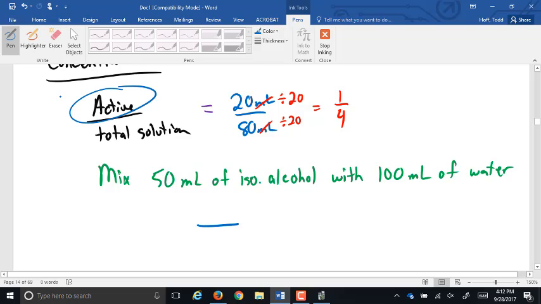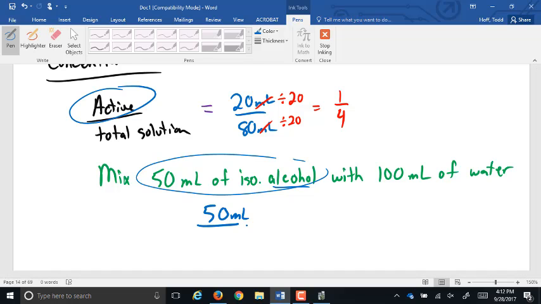What's my active ingredient there? "50 milliliters of alcohol." Here you're going to have to stop and think for a second, because your first instinct is going to be wrong here. What goes on bottom?